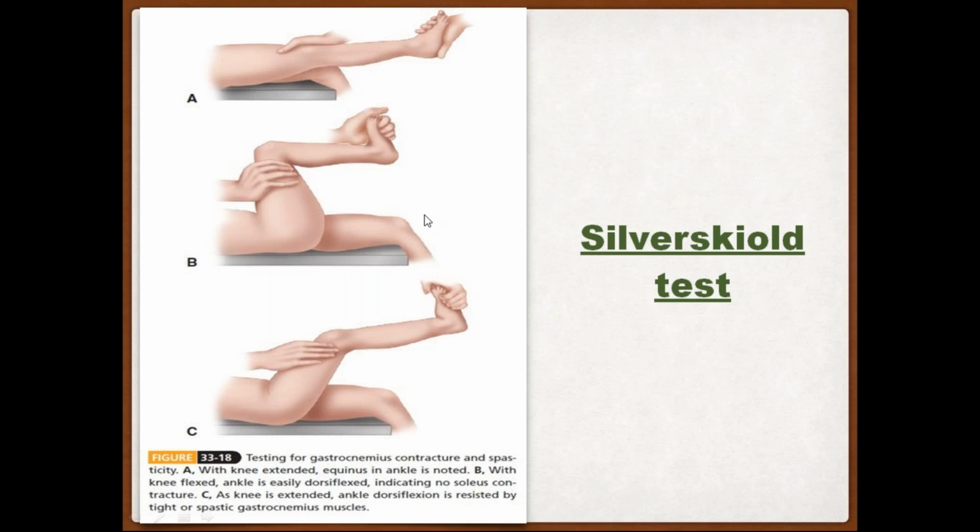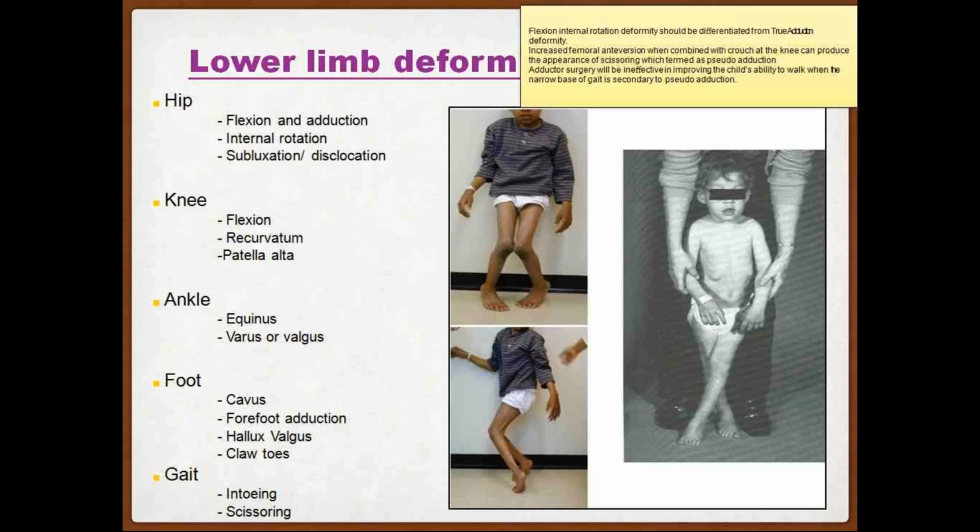But if there is only gastrocnemius contracture, then on extension we can't dorsiflex the foot, but on flexion we can easily dorsiflex the foot. So that is isolated gastrocnemius contracture. Okay, so we can differentiate gastrocnemius and soleus contractures with the Silfverskiöld test.